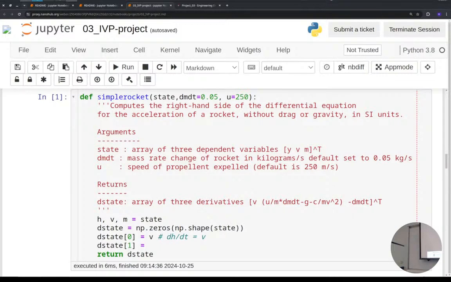So if you look at, it says here, and then there's the actual differential equation. It says order of operations. It's E over M times B.